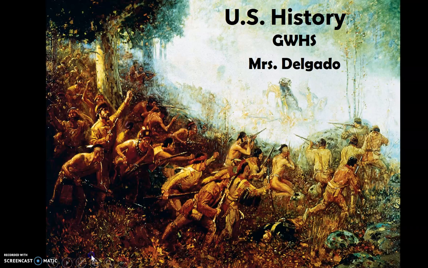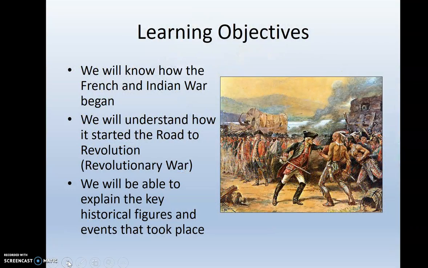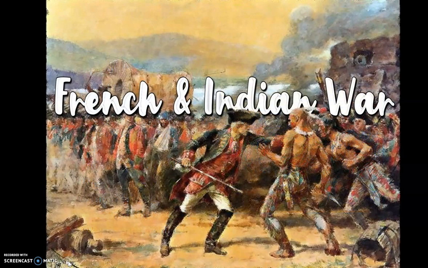I'm going to go on to the next slide. We have three objectives for today. The first objective is we will know how the French and Indian War began. Second, we will understand how it started the road to revolution, the Revolutionary War. And lastly, we will be able to explain the key historical figures and events that took place. So let's go ahead and begin.